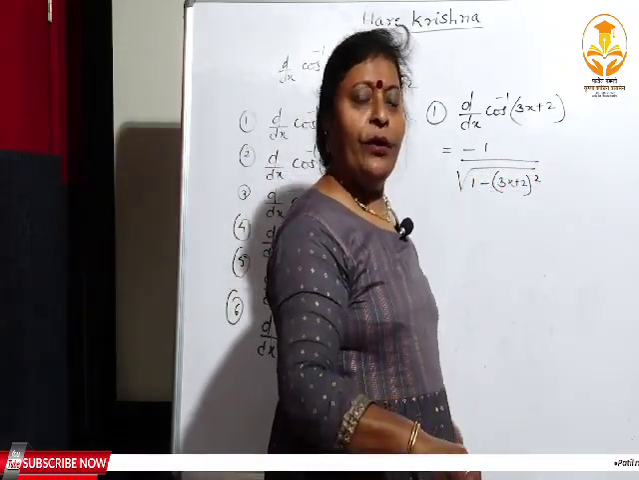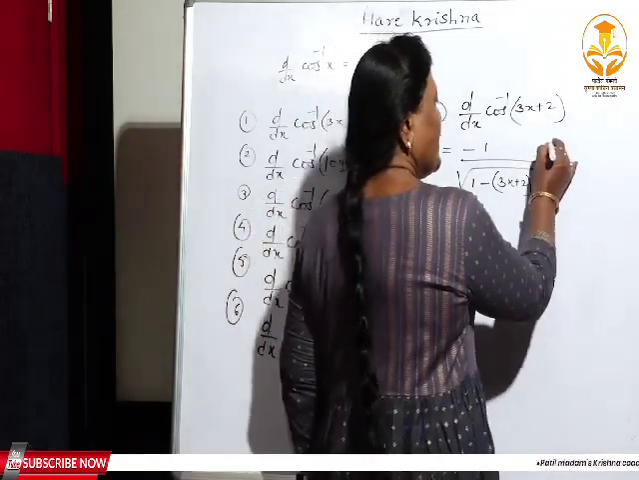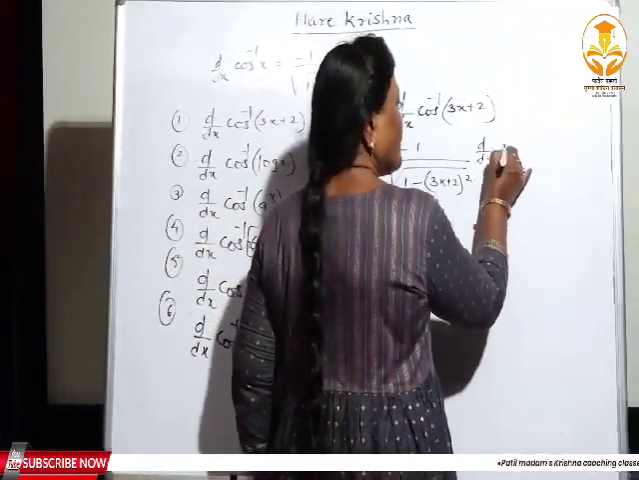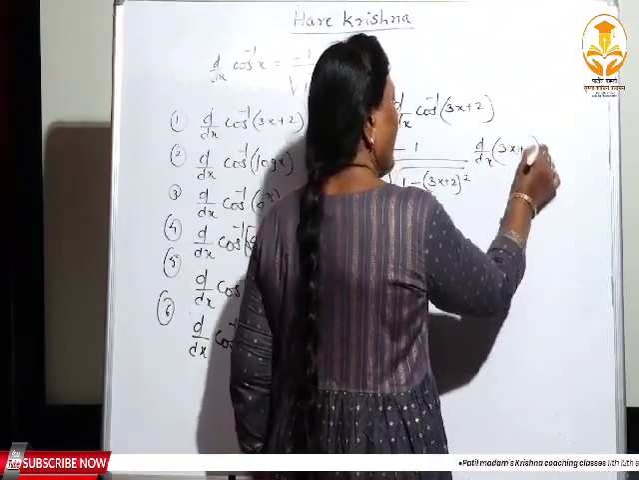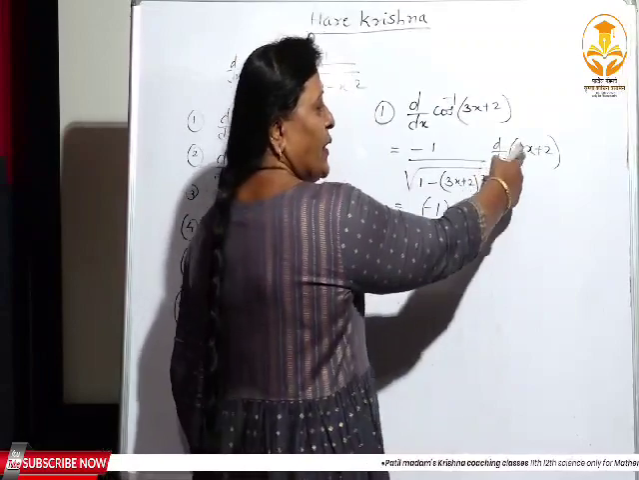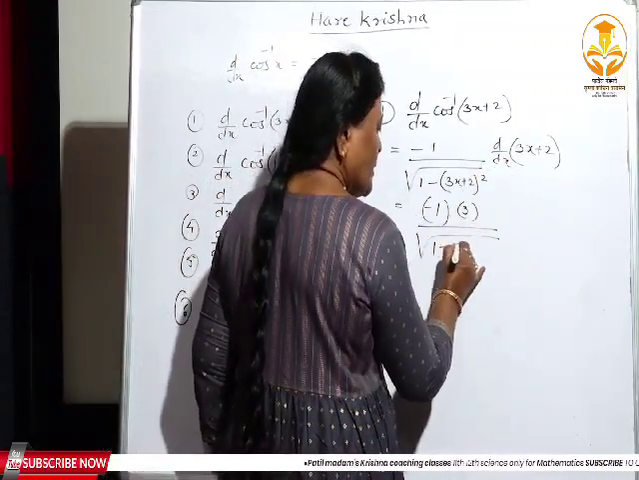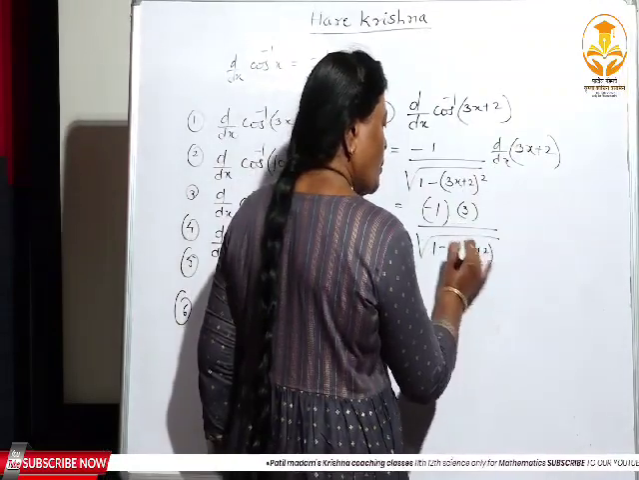Again you have to find the derivative of whatever u you have substituted, that is d/dx of 3x plus 2. Right? Now if you observe this, minus 1 remains as it is. What is the derivative of 3x? That is 3, and divided by root of 1 minus 3x plus 2 whole square.